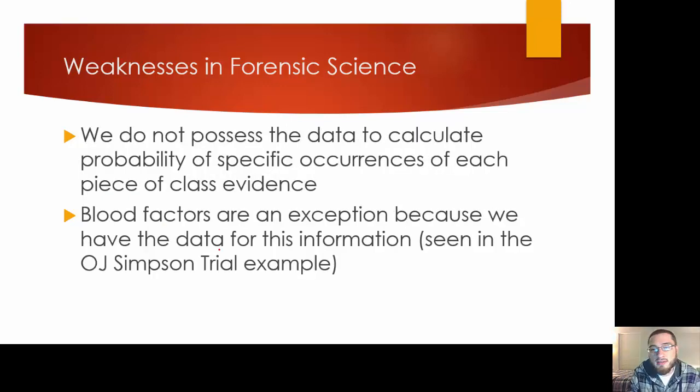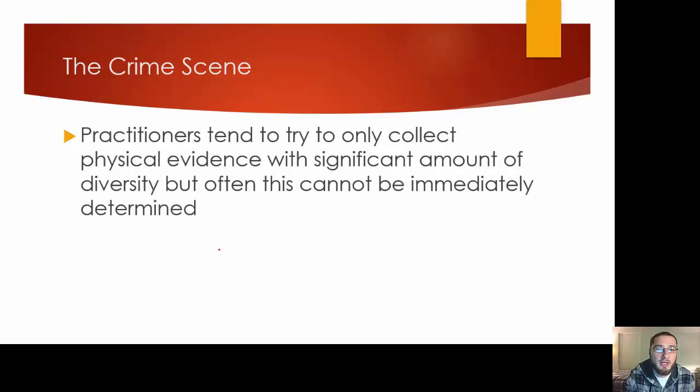We do not process the data to calculate probability. We possess the data of specific occurrences of each piece of class evidence. Blood factors are an exception, where we talked about how we knew that 26% of people had type A blood. Practitioners tend to try to only collect physical evidence with significant amount of diversity, but often this cannot be immediately determined. So, better safe than sorry.